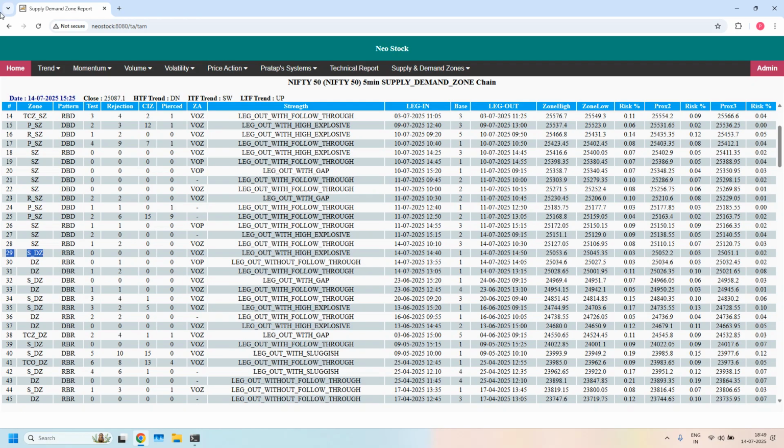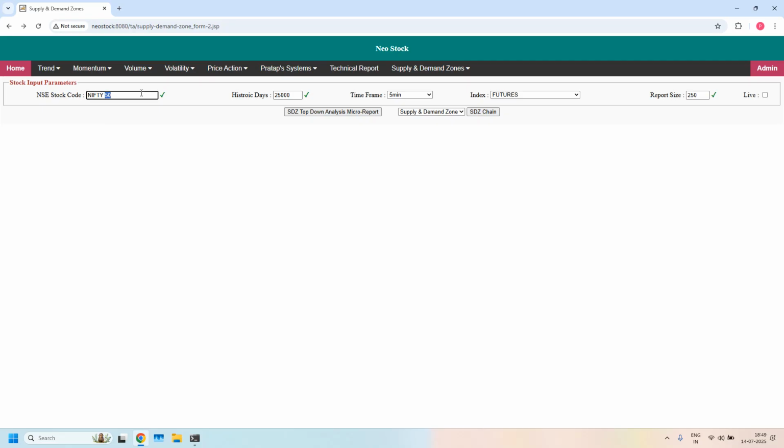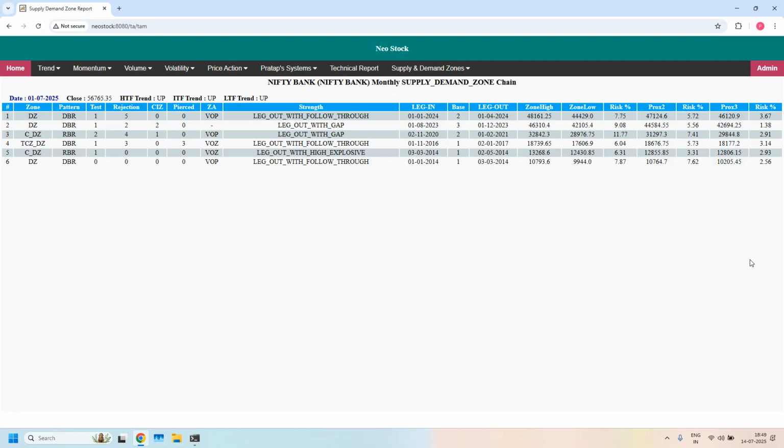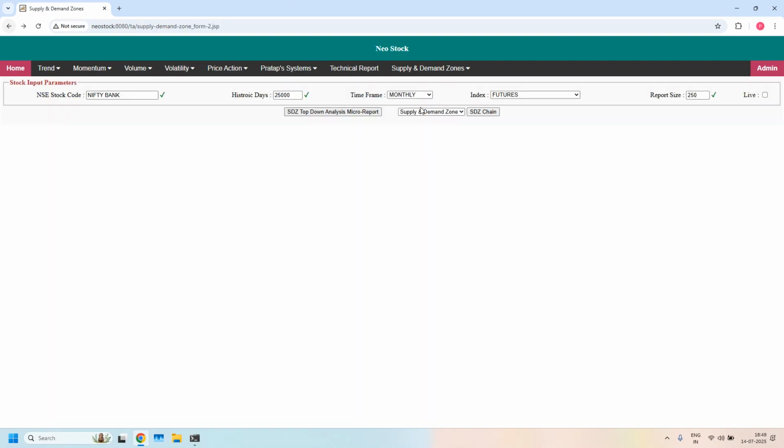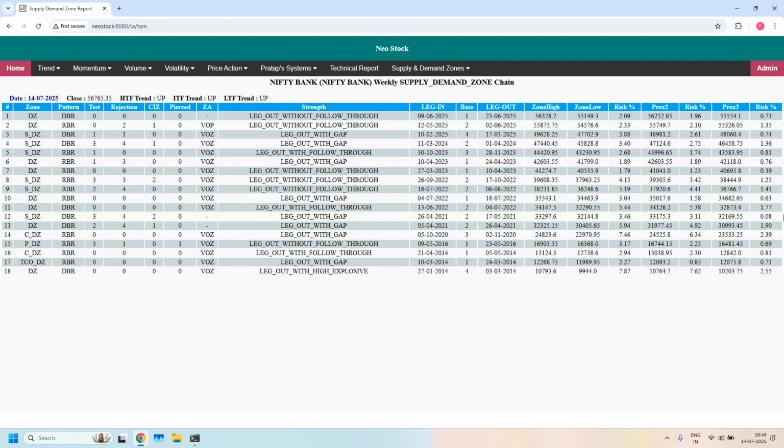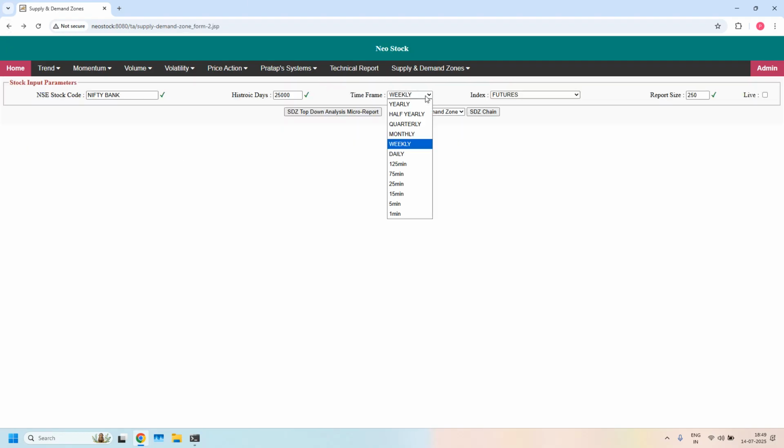Next, I will generate BANKNIFTY supply demand zone chain, changing the name to NIFTY Bank. That is nothing but BANKNIFTY, generating monthly supply demand zone chain for BANKNIFTY. Next, generating weekly supply demand zone chain for BANKNIFTY. Next, generating daily supply demand zone chain for BANKNIFTY.